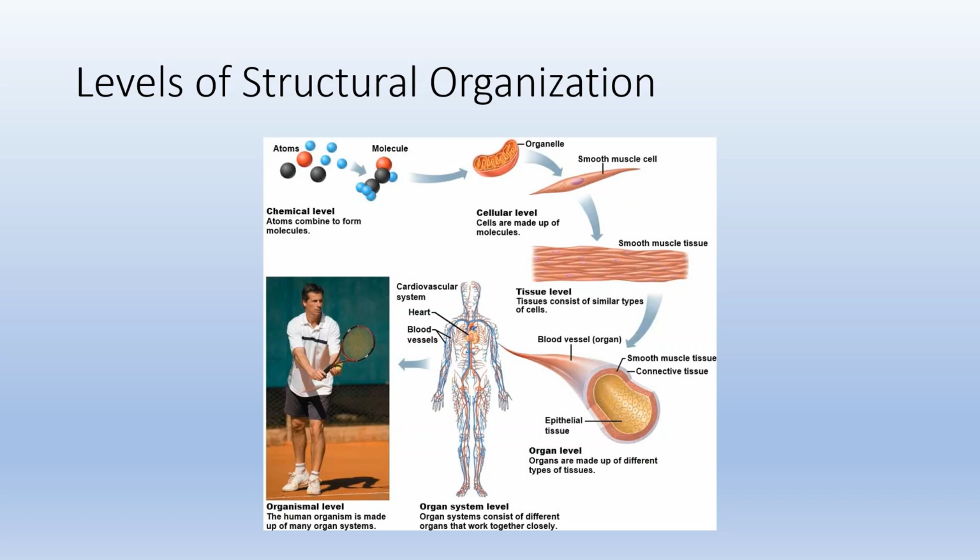When we put together organs that carry out similar functions, we create an organ system. In this case, on the slide, you will see the cardiovascular system, which will include the heart, the blood vessels, and, not pictured, the cardiovascular system also includes blood. When we put together all 11 body systems, we create the organism, or the human body.